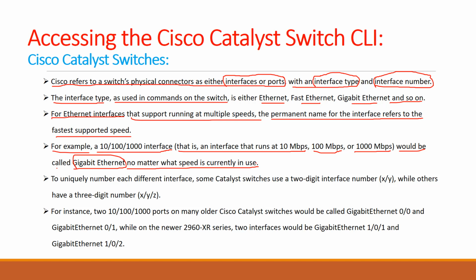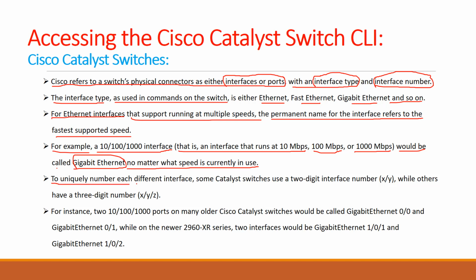It can use 100 megabits per second, for example, but still has the name Gigabit Ethernet port because it can work at the fastest speed, which is 1000 megabits per second, or 1 gigabit per second.